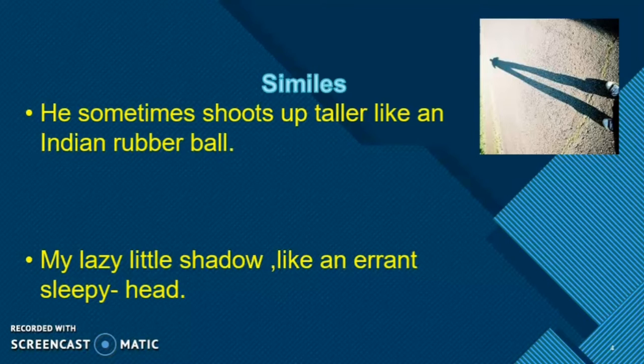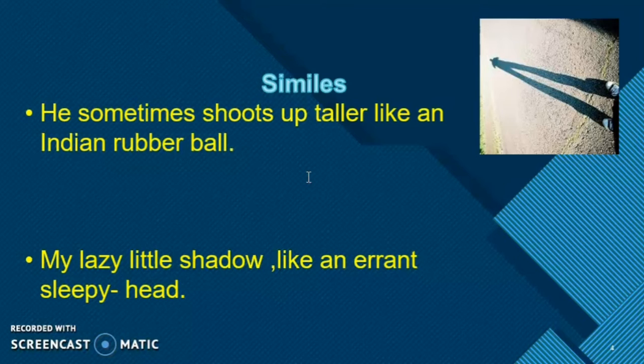So if you look over here, "He sometimes shoots up taller like an Indian rubber ball." Over here, he is the shadow. They have given you the adjective taller, which means they are comparing the shadow, which shoots up taller, to an Indian rubber ball. Over here, the poet is comparing the shadow to an Indian rubber ball. And then if you see "my lazy little shadow like an errant sleepy head," again the poet compares the shadow to a sleepy head.